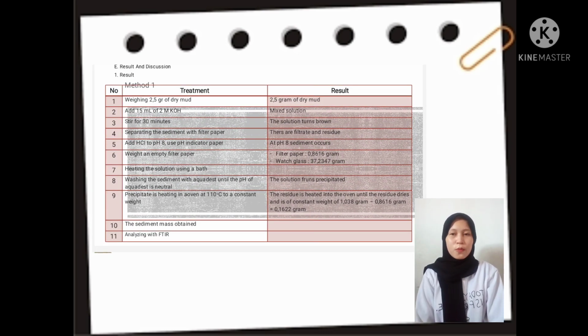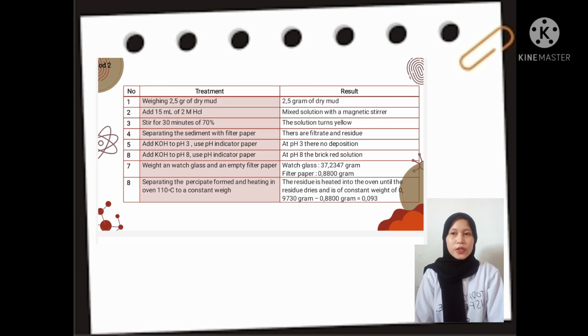Result. Method 1. The result is heated in the oven until it dries and reaches a constant weight of 1.038 gram minus 0.8616 gram equals 0.1622 gram. Method 2. The result is heated in the oven until it dries and reaches a constant weight of 0.9730 gram minus 0.8800 gram equals 0.093 gram.